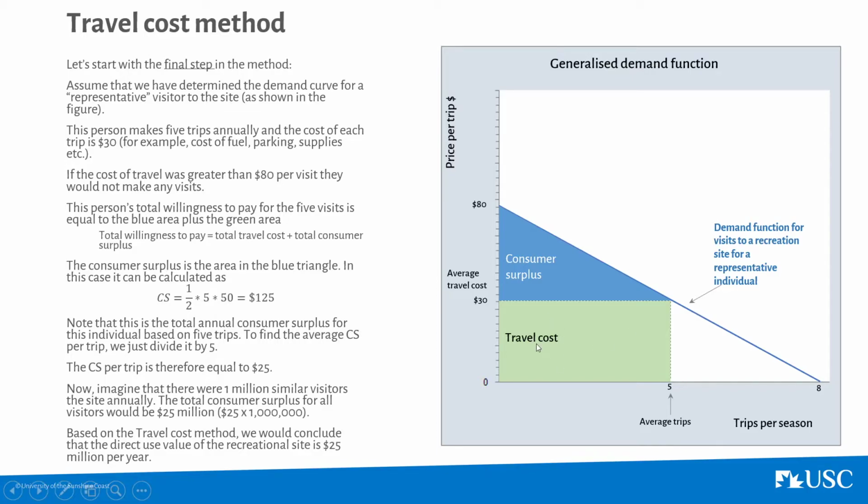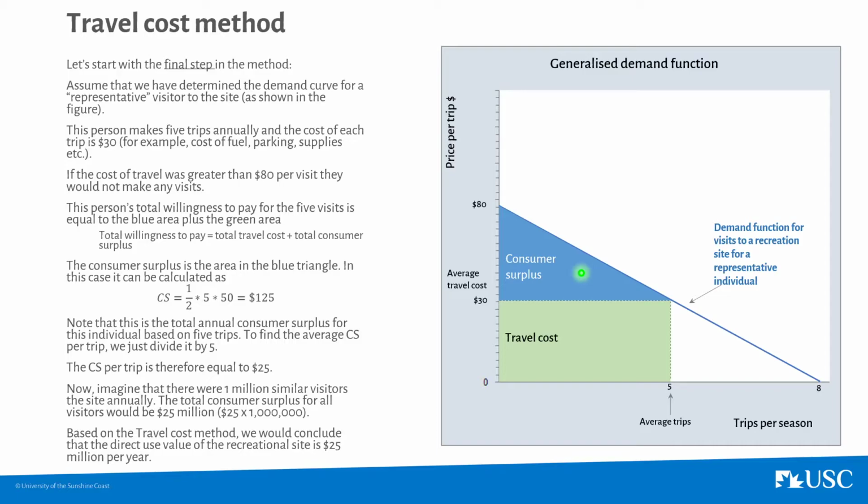And we know that if the cost of travel was greater than $80, they wouldn't make any visits. So for this person's willingness to pay for the 5 visits, we can calculate this consumer surplus here. Their willingness to pay is in fact this amount here, both the travel cost, what they actually pay, and the consumer surplus, which is what they would have been willing to pay.